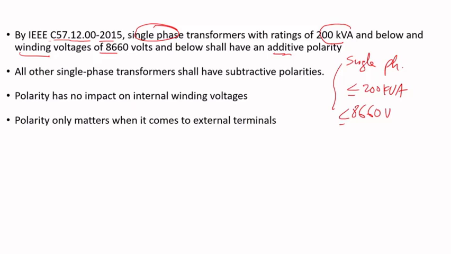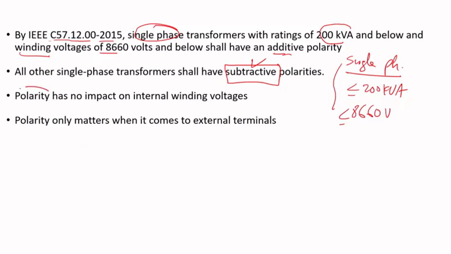Otherwise, if some of them are additive, others are subtractive, it can cause confusion, and we will see why, like the importance of polarity, why you should pay attention to it. So all other single phase transformers shall have subtractive. So in other words, if they're single phase, greater than 200 kVA, greater than 8,660 volts, those they need to be subtractive. They need to have subtractive polarity.